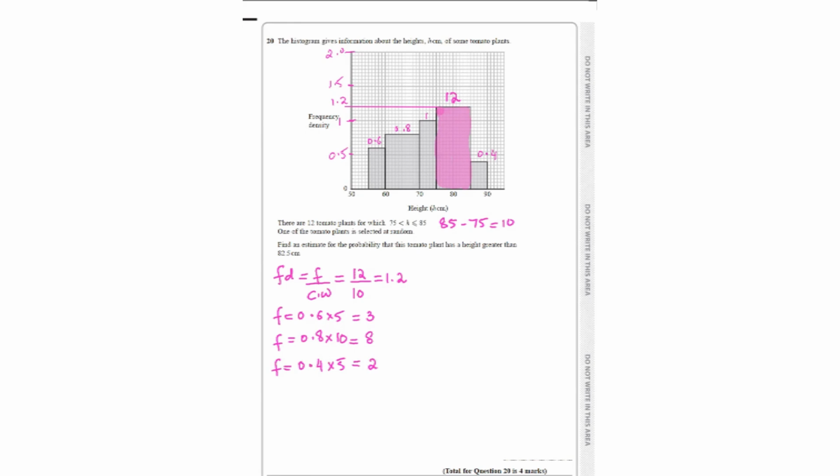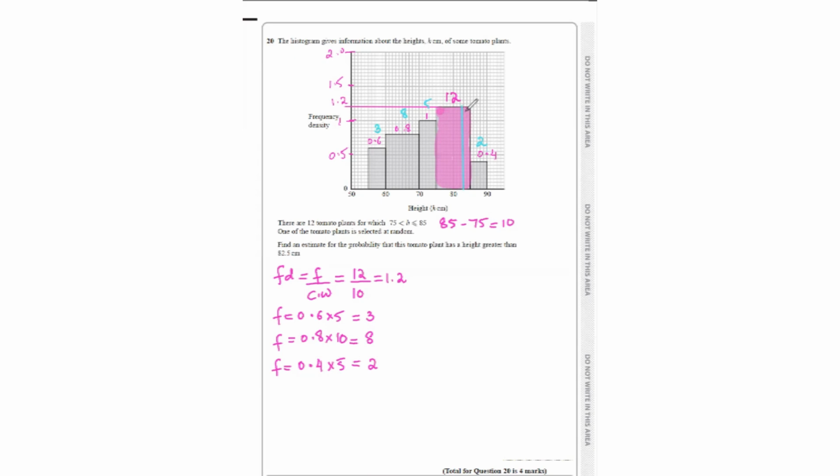Let me write that in a different color. So frequency over here is 2, 5, 8, and 3. These are your frequency values. Now, the question is saying, find an estimate for the probability that this tomato plant has a height greater than 82.5. So 82.5 is going to be in the middle of this.